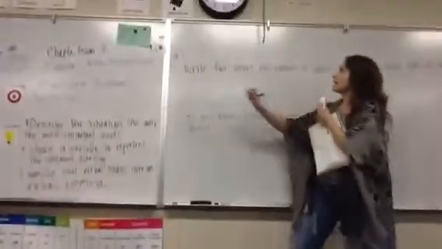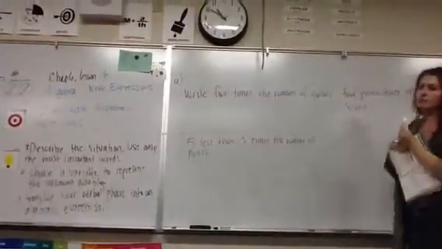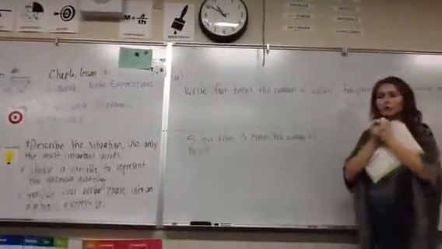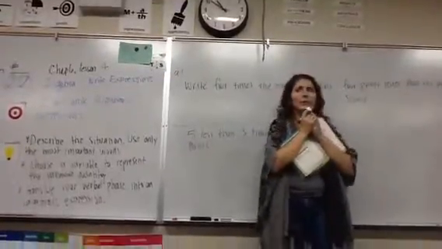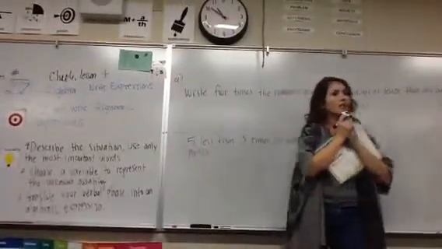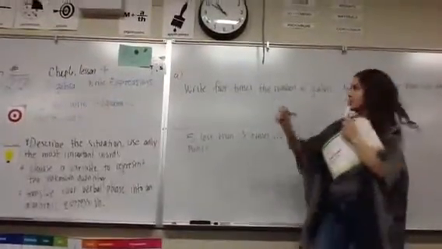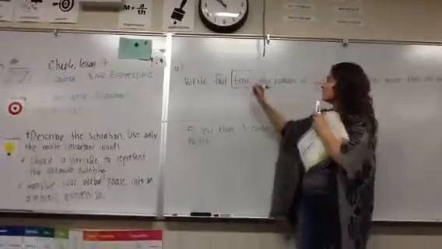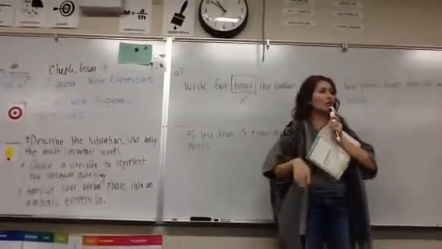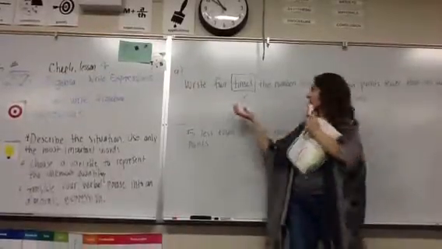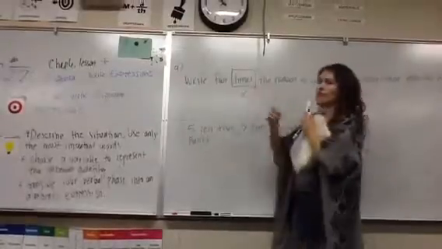It says, write 4 times the number of gallons. We're looking for the operation symbol. Am I multiplying, adding, subtracting, or dividing? Jesse, what do you think? I'm multiplying. What is a key word that gives you that? Times. See the word here, times? That signifies multiplication. And then all I need is a number on the right of it and a number on the left of it.